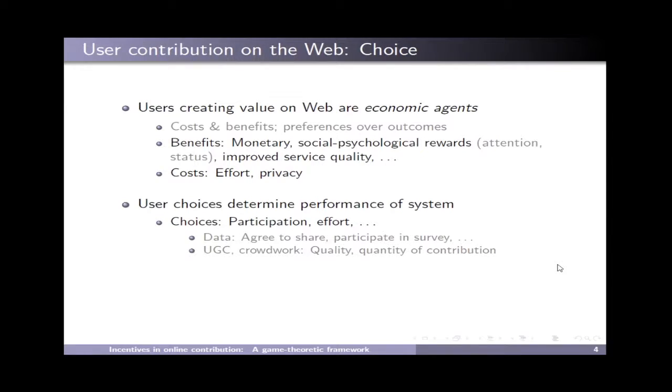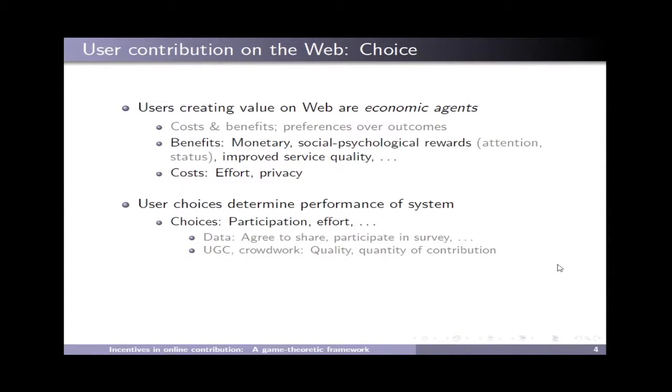Anytime you have a system with economic agents, such as we do over here, the choices made by users determine the performance of the system. These choices could be participation or effort. For example, you could agree to share your data or not. You could decide the quality of the content that you contribute on Amazon reviews. Do you write a good review, or do you write one of these lousy reviews, like "was great"?